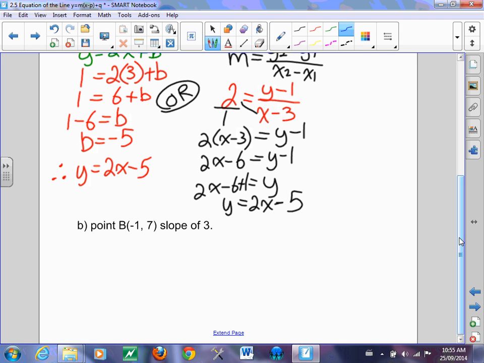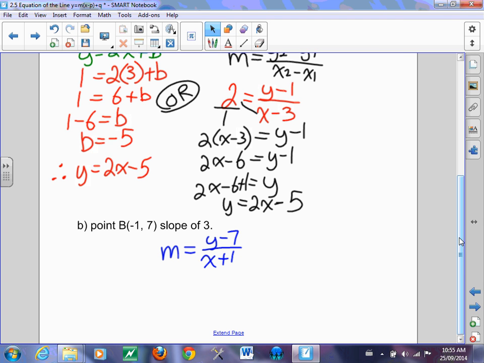Hey guys, welcome back. Hopefully you chose one of these methods. I'm going to choose the second method, folks, just because it's new. So I'm going to go m equals y minus 7 divided by x. When you subtract a negative, it becomes plus 1. Okay, and instead of m, folks, I'm actually going to put in 3, so I'll sub that in right away.